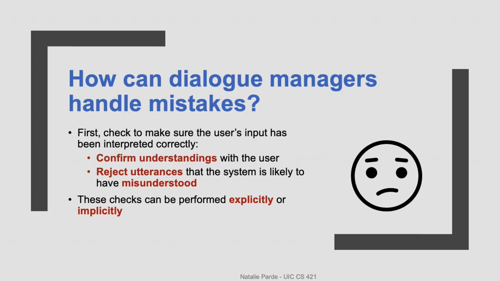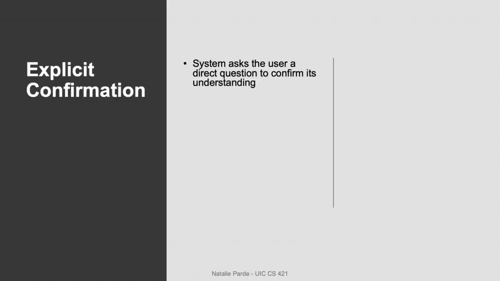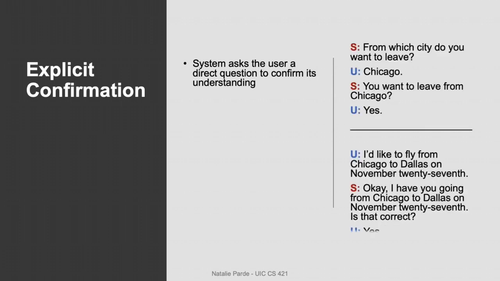Even though recent dialog policies are pretty sophisticated, they still make mistakes sometimes, and as we already saw, users make mistakes too. So dialog managers can handle mistakes in several ways. A good first step is usually to make sure the user's input has been interpreted correctly, either through explicit or implicit confirmation. Explicit confirmation is when the system asks the user a direct question to confirm its understanding. Two examples of this are where the system is basically repeating what the user said to make sure that it has interpreted the input correctly.